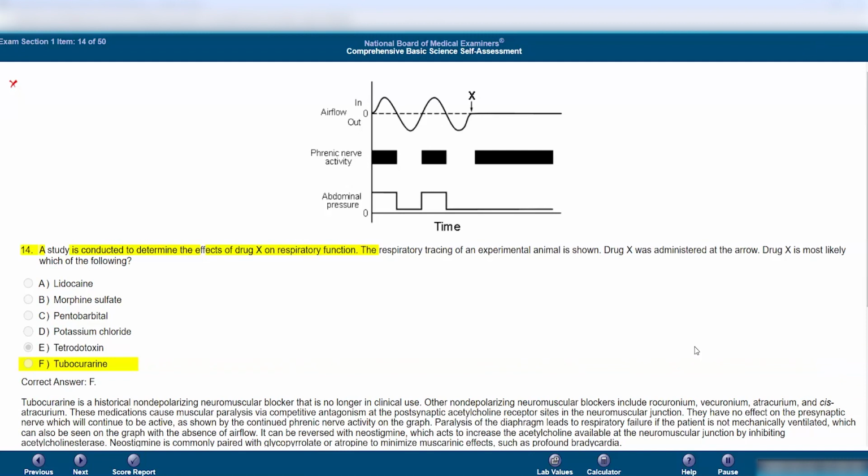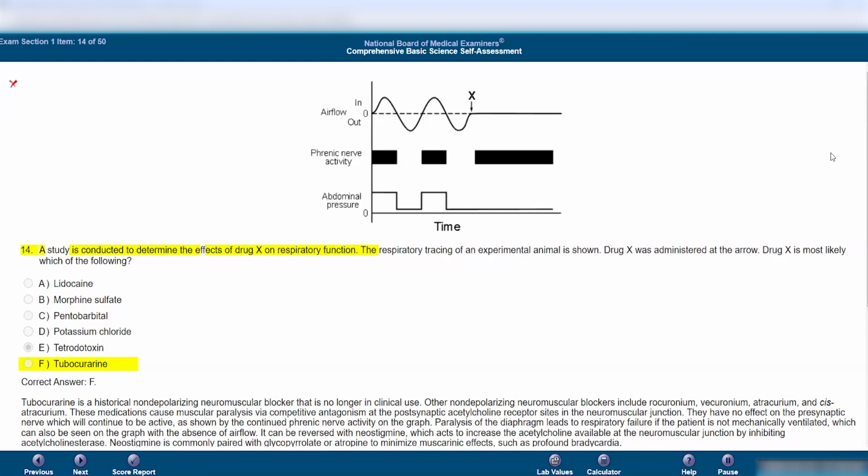Looking back at this, I was like, oh, I should have got this one right. You can kind of see there's a graph here, and it's basically just asking when they inject a drug at X, this is what happens, and the phrenic nerve is just continuously stimulated, I guess. And so I was kind of like, I really don't even know what's happening here, and I just made a guess because I don't even know what most of these do.